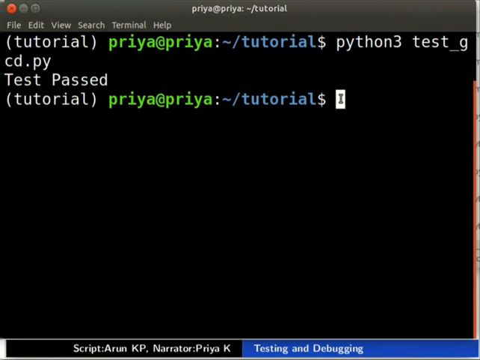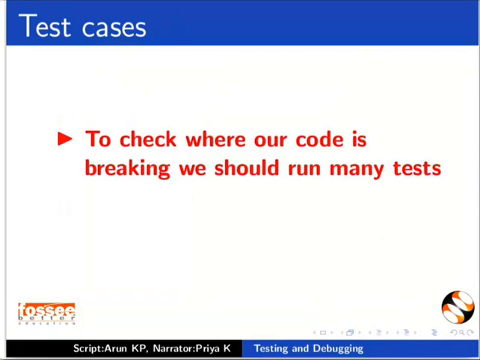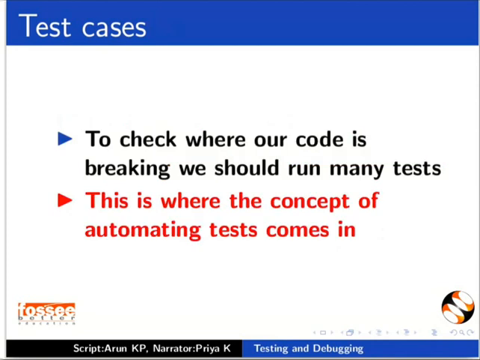But there can be a number of cases where the GCD function might break. So, to check where our code is breaking, we should run many tests. This is where the concept of automating tests comes in. Let us first try and automate tests on the GCD function.